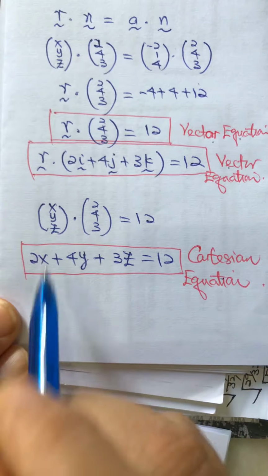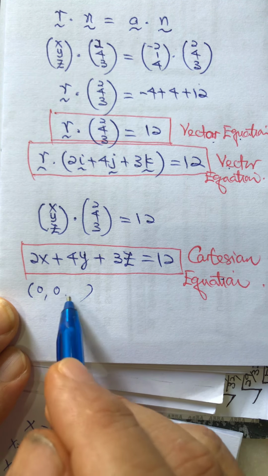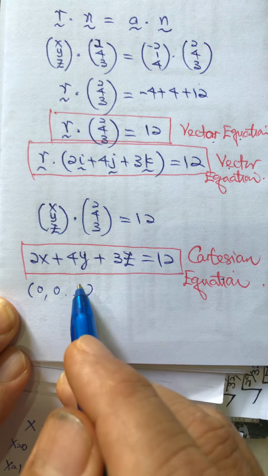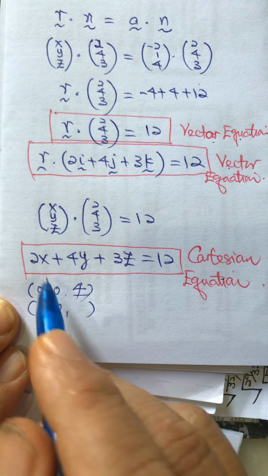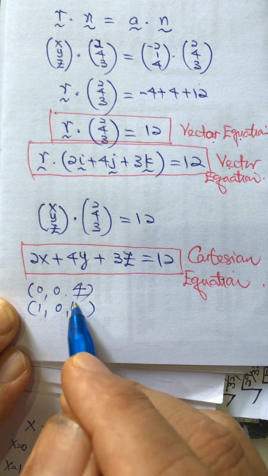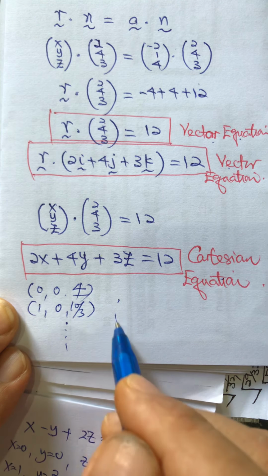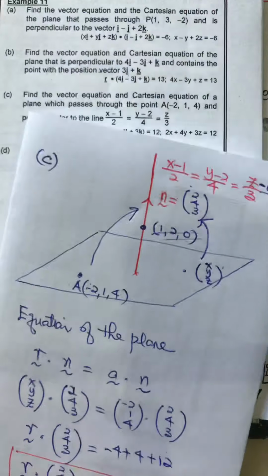So again, here you can find many points. Here you can put x equal to 0, y equal to 0, and find z. Okay, the z here is 4. So you can put x equal to 1, y equal to 0. So what is z? This one is, I think, 10 over 3, like that. So you have so many points. Okay, so you look at this one first, after that I show you D.